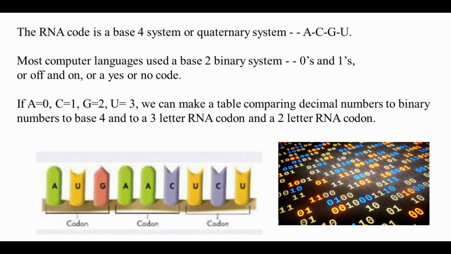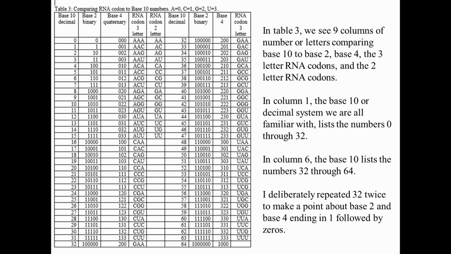table comparing decimal numbers to binary numbers to base 4 and to a 3-letter RNA codon and a 2-letter RNA codon. In the table, we see 9 columns of numbers or letters comparing base 10 to base 2, base 4, the 3-letter RNA codons, and the 2-letter RNA codons. In column 1, the base 10 or decimal system we are all familiar with lists the numbers 0 through 32. In column 6, the base 10 lists the numbers 32 through 64.